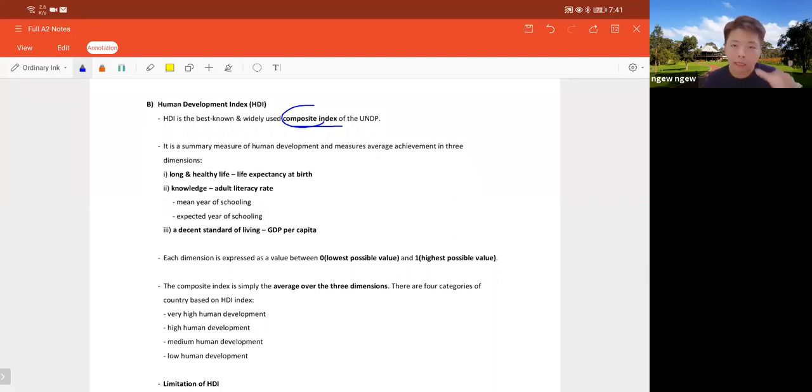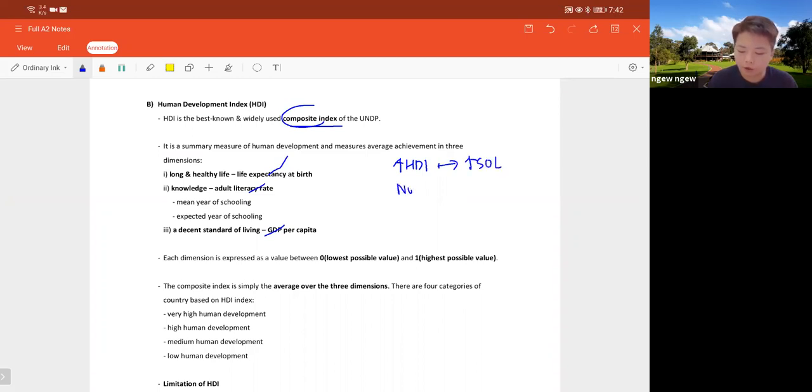And then how it works, it includes 3 important measures. First of all, it includes GDP per capita. So we bundle up GDP per capita. Secondly, we bundle up education knowledge through the measure of adult literacy rate. Third, we bundle up healthcare through long and healthy life, by life expectancy at birth. Okay, so now the higher the HDI figure, the higher the standard of living.